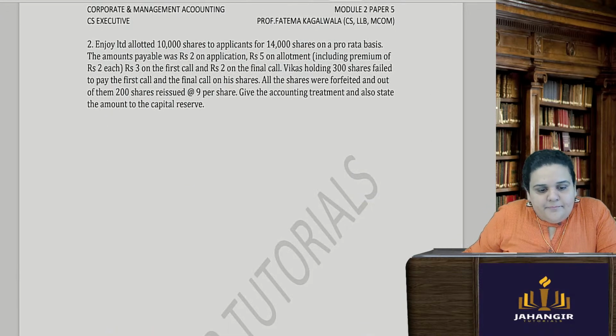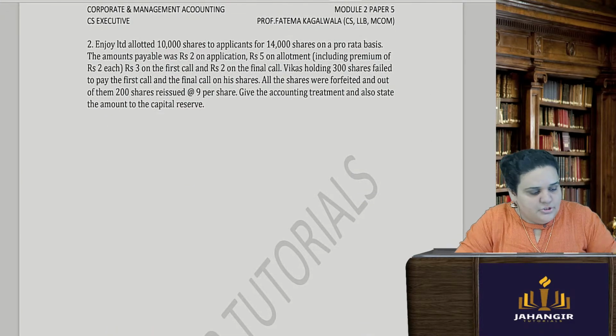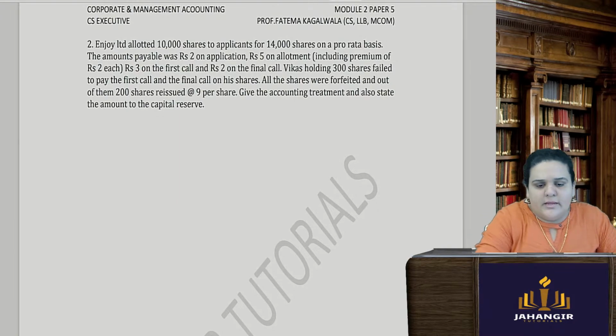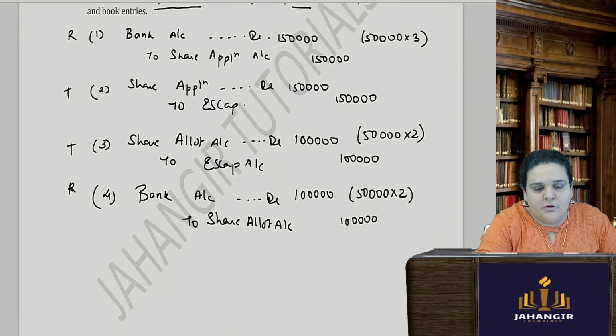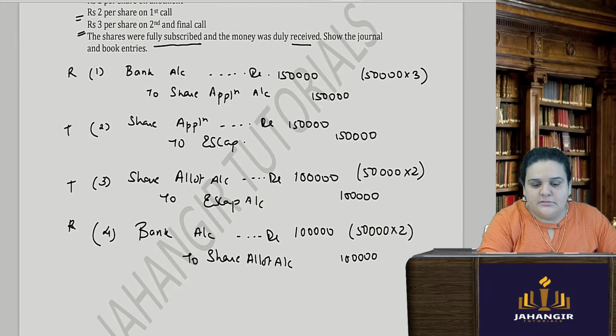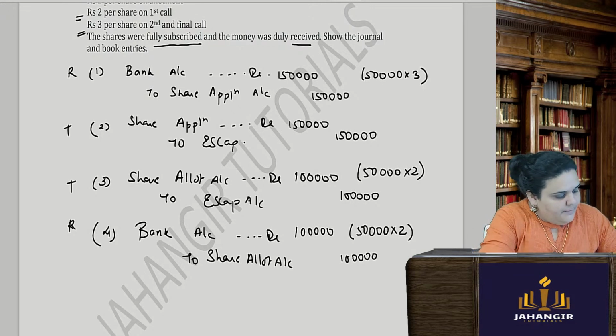Enjoy Limited allotted 10,000 shares to applicants for 14,000 shares. Okay, I think, wait, I will just give you all 2 minutes. You all finish this because it is just 4 journal entries. First call and final call. Complete it.